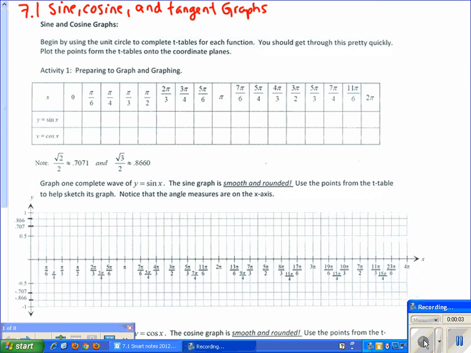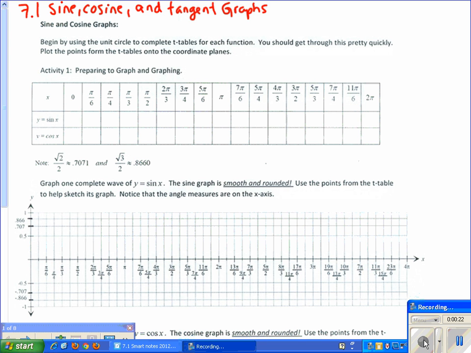Section 7.1, sine, cosine, and tangent graphs. In the first activity, you guys are going to graph sine and cosine. So you're going to begin by using the unit circle to complete the t-tables for each function. And this should be pretty quick since you should know the unit circle by now. And then you're going to plot the points from the t-tables onto the coordinate planes.